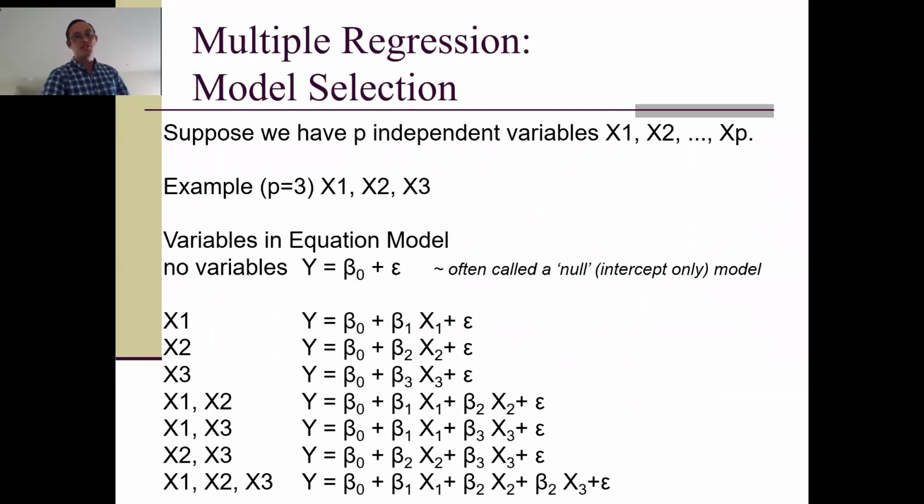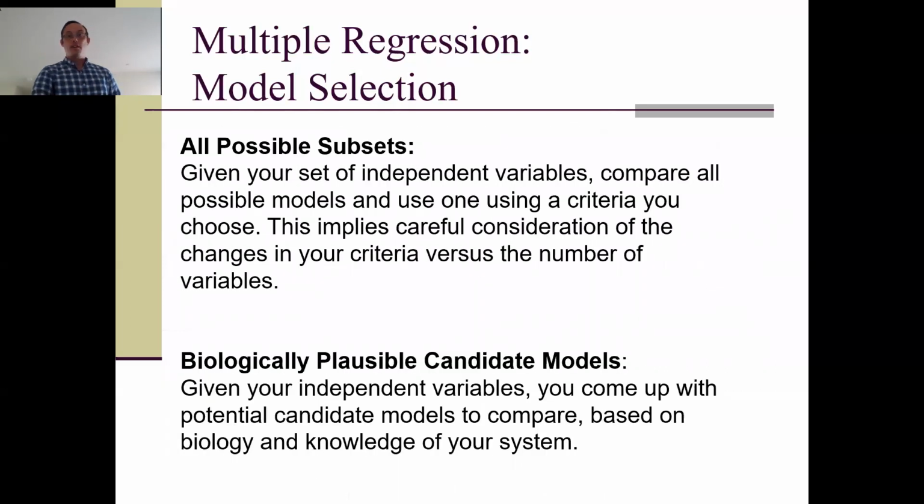Again, these are all the equations, all the different combinations that you could have. And again, think about this, if we're going to x to the p, let's say p is 20, how big this would get and how complicated it gets to do it manually one by one. And so we can do all possible subsets.